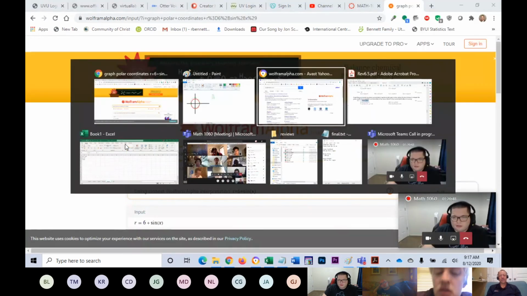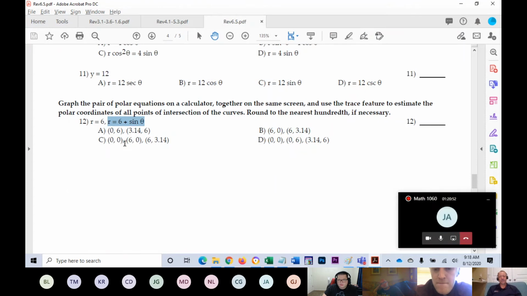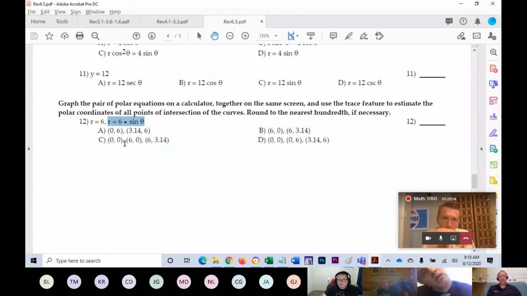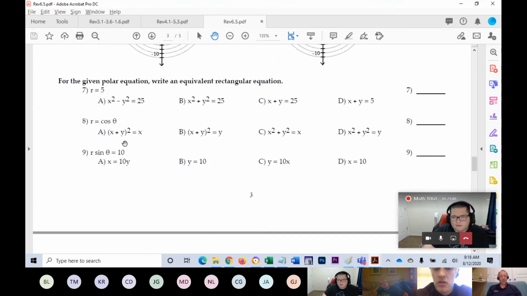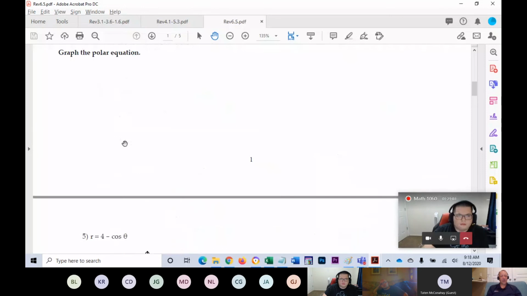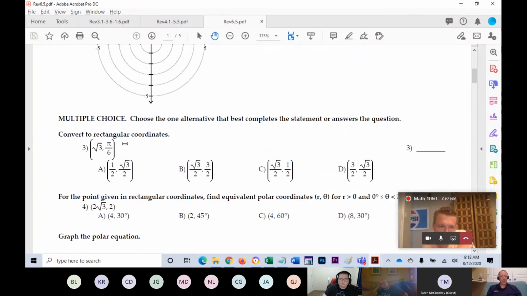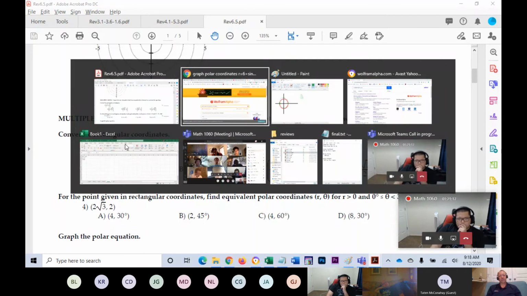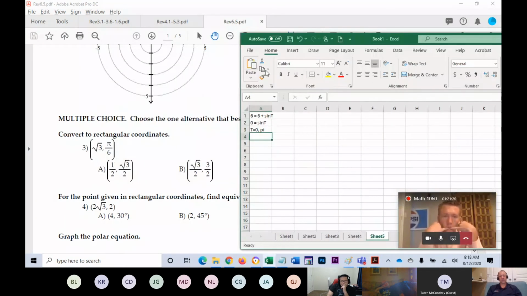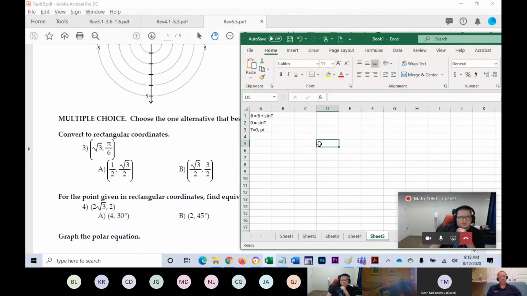Let's see. Number 3. Same one? Convert to rectangular. Yeah. Okay, how do we do that?